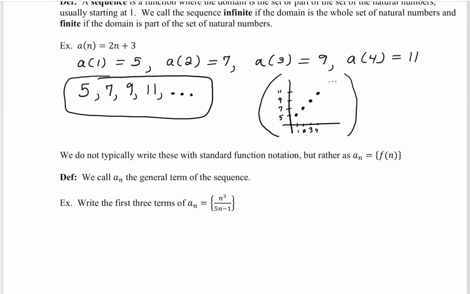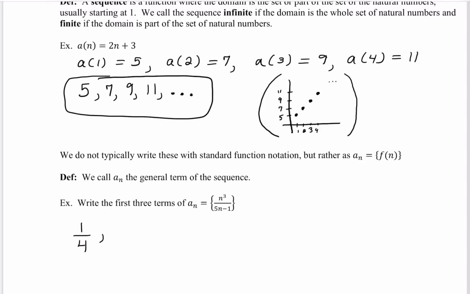So if I was going to look at the first 3 terms of a sequence, I just have to know that my first term is going to come from subbing in 1. So 1 cubed over, and then 5 minus 1, of course, would be 4. So our first term would just be 1/4.